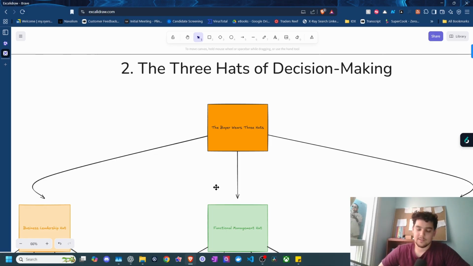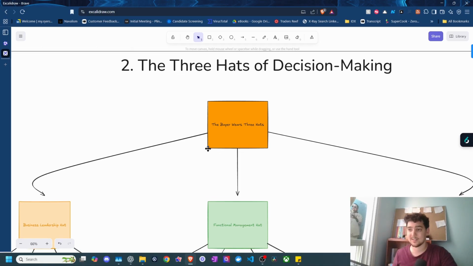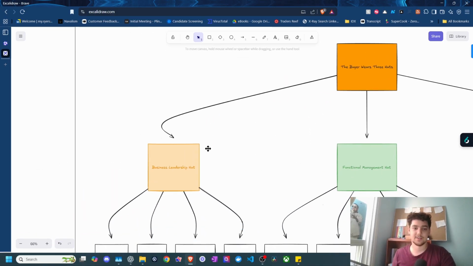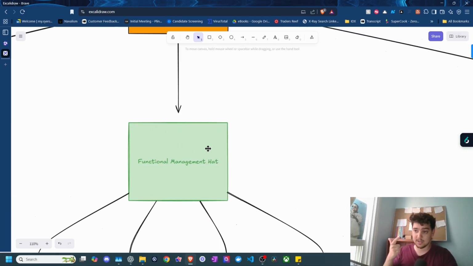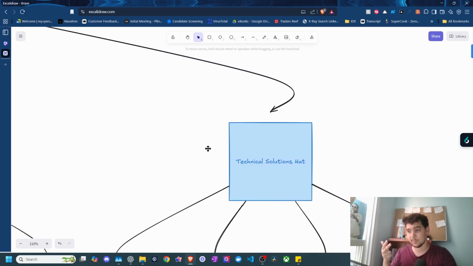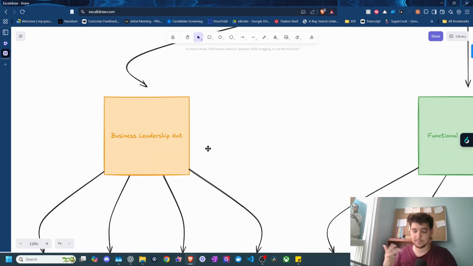The next component, when it comes to the decision-making piece, falls under 3 hats. And I should mention, I'm by no means an expert at this. I myself am making sense of this, and I'm doing so very much in real time. So the 3 hats are: business leadership, functional management, and technical implementation. What do those 3 mean?